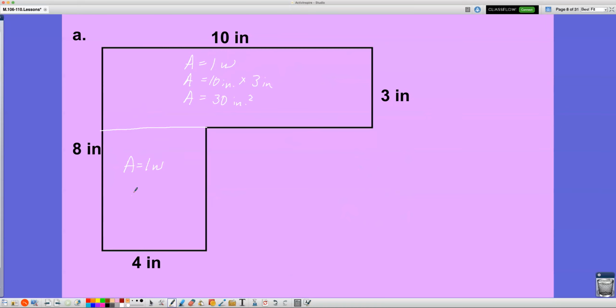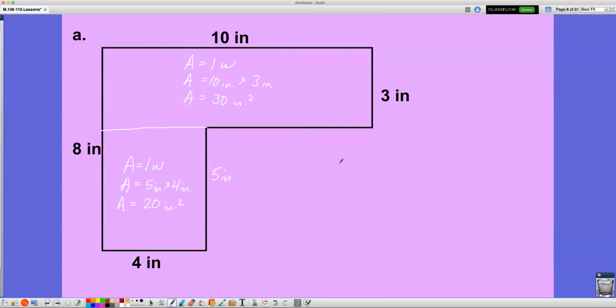This one, I don't know the length just yet, but I know that this is 8 inches and this is 3 inches. So that means this is 5 inches. So that means the length is 5 inches. Usually the length is the longer one, doesn't really matter though. And the width is 4 inches. So now I have area of this space is 20 inches squared.